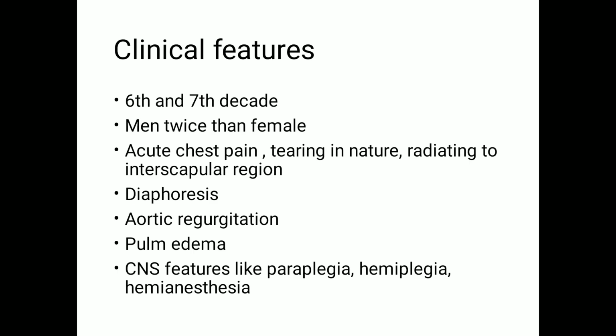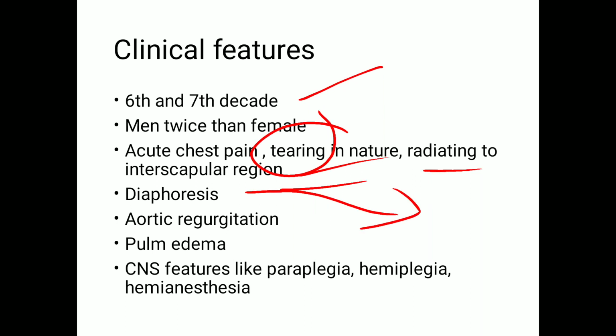Clinical features: this disease is more common in men in the ratio of 2:1 and commonly occurs in the 6th and 7th decade. There will be an acute chest pain which is tearing in nature, which radiates to the interscapular region. The patient can have accompanying diaphoresis, and patient can have aortic regurgitation if the ascending root of aorta is involved. Patient can present with pulmonary edema also, and sometimes the dissection can involve the ostium of the branches. So depending upon the branches that are involved, the patient can have varied manifestations.